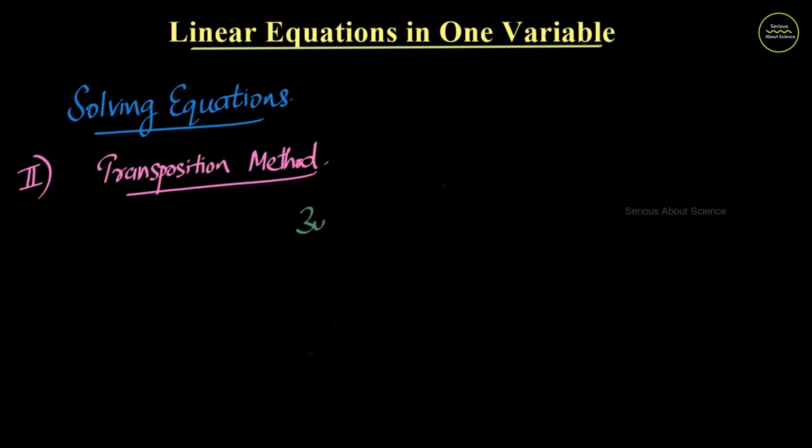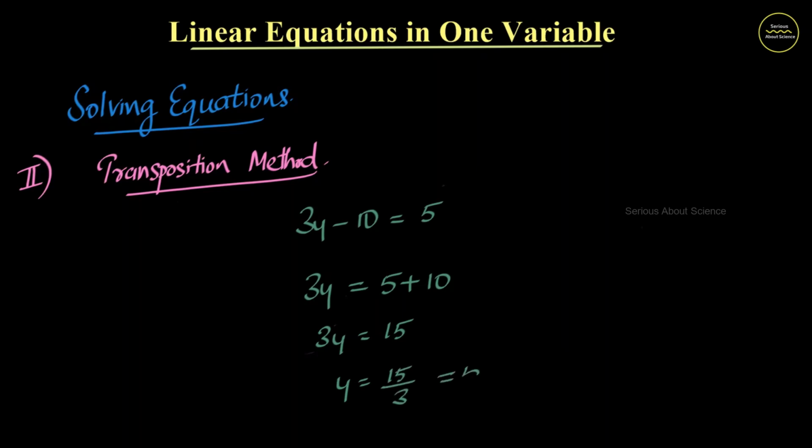Second example, 3y minus 10 is equal to 5. So here first I am going to take this minus 10 term to the RHS. So it becomes 3y is equal to 5 plus 10. That means 3y is equal to 15. Now we need to transpose this 3 to the RHS. So here it is in product relation. When I take it to the RHS, it becomes division. So I can write y is equal to 15 by 3, where 3 becomes the denominator, and 15 by 3 we know the answer is 5. So again we can see that transposition method is much easier than the first method.